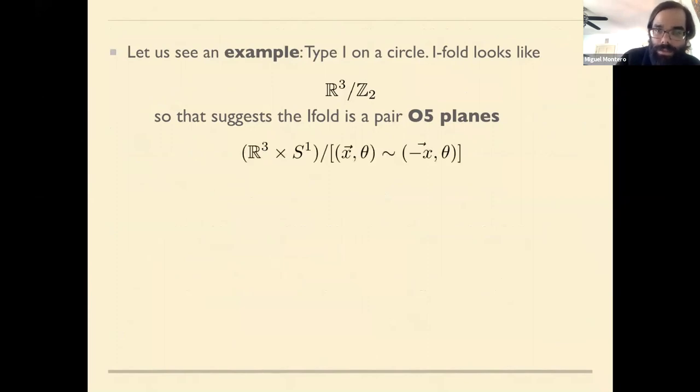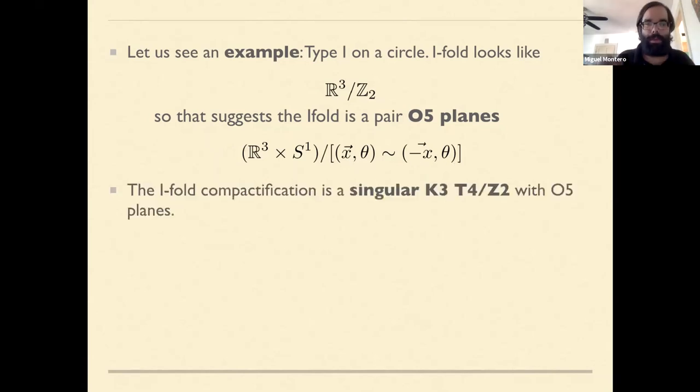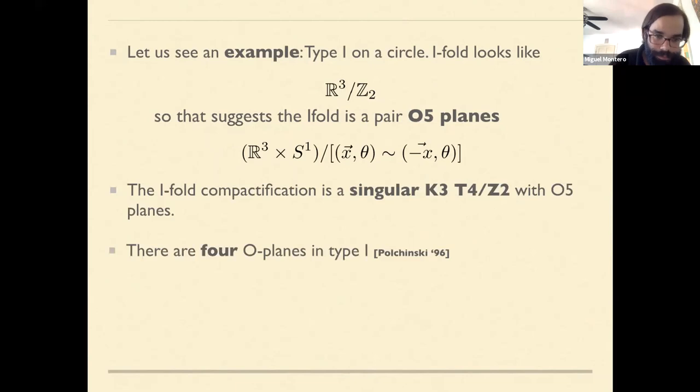And the Eiffel, as we said, looks like this. But this is the 9-dimensional geometry. So that suggests that in 10 dimensions, the Eiffel should be a pair of O5-planes. So this geometry quotiented by a Z2, with this Z2 quotient, so that it has a pair of fixed points. If that is the case, the full Eiffel background is just basically an orbifold K3 with O5-planes. So it's the kind of compactification that we are very familiar with.